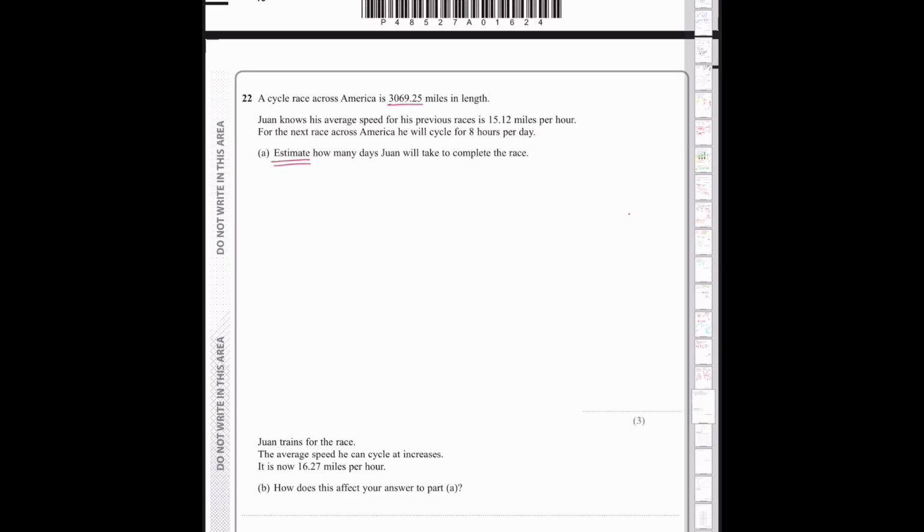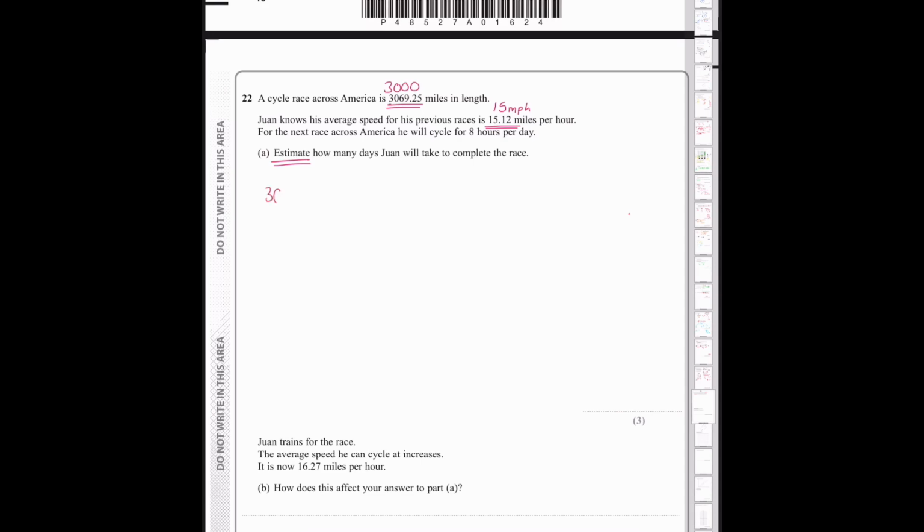So just be really careful. You've got to estimate these different measurements. You don't want to use these whole numbers, these entire numbers, because you've not got a calculator and they've got decimals in and there's more room for error. They're telling you to estimate, which means you can just round the numbers. So I'm going to round this to 3,000 miles because it's closest to that. And I'm going to say that it is 15 miles per hour.